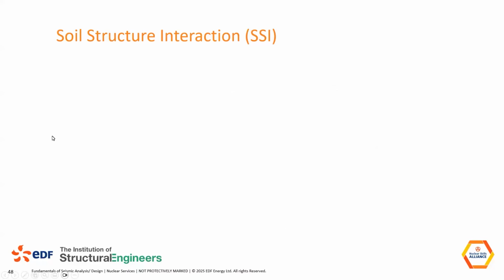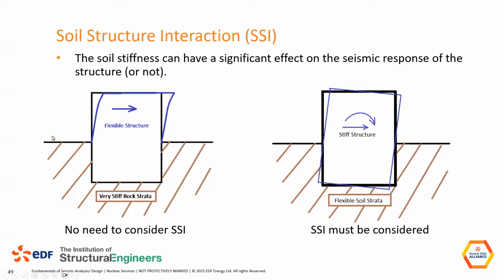Topic 2, soil structure interaction. Everyone should be aware of this as well. A structure does not just sit in a fixed base analysis, it sits in a soil. If the structure is flexible and the soil is very, very stiff, then you do not need to consider SSI, because basically the response will be controlled by the response of the structure. So in this case, you can ignore soil structure interaction.